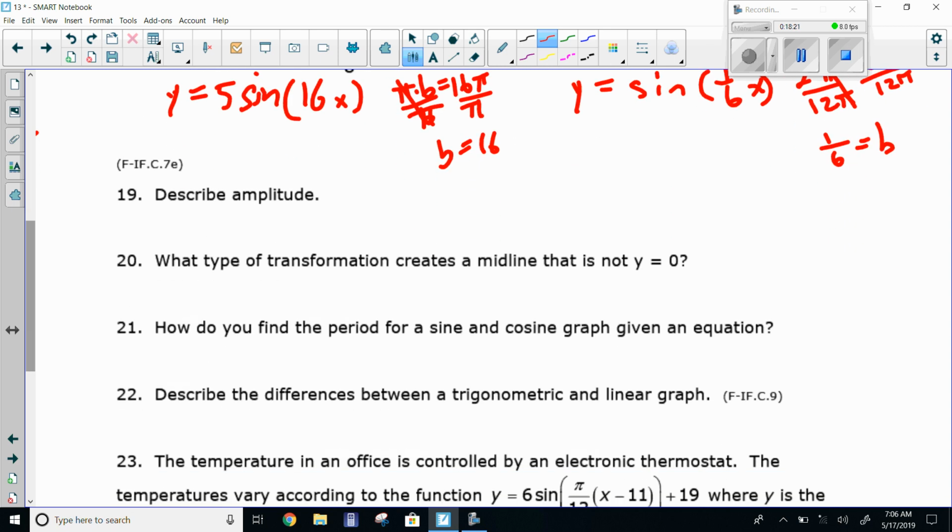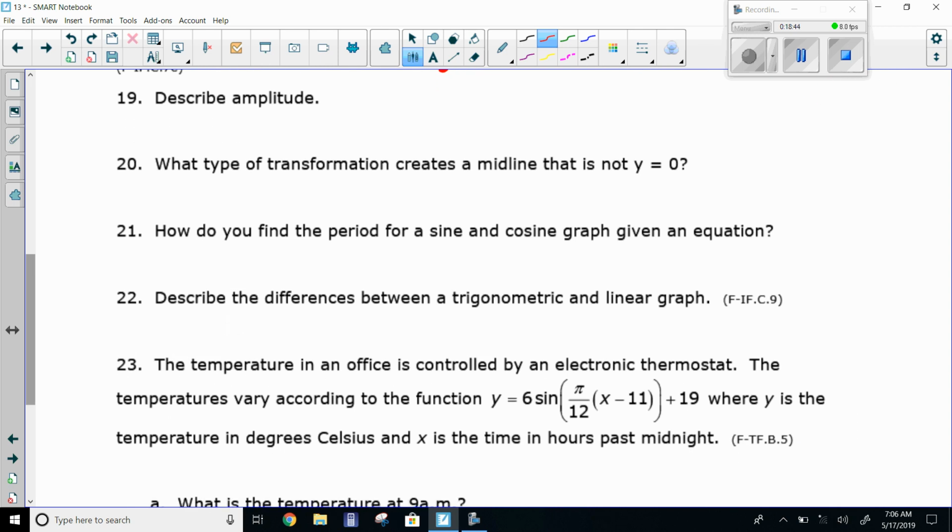Amplitude, I'm not going to write these, I'm just going to tell you what they are. Amplitude is the distance from the midpoint, so it should be the same above as it is below, and you can find the amplitude in front of the sine and cosine in the equation, and it's never negative. What type of transformation creates a midline that is not y equals 0? That's a vertical transformation that's found at the end of the problem. It's never in parentheses. How do you find the period of a sine and cosine function given the equation? If you have the equation, you take 2 pi and divide it by b, and b is the number located in front of the x that's in the parentheses.